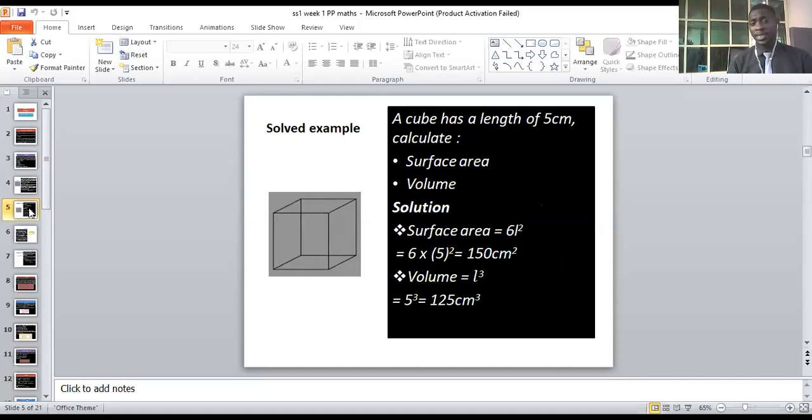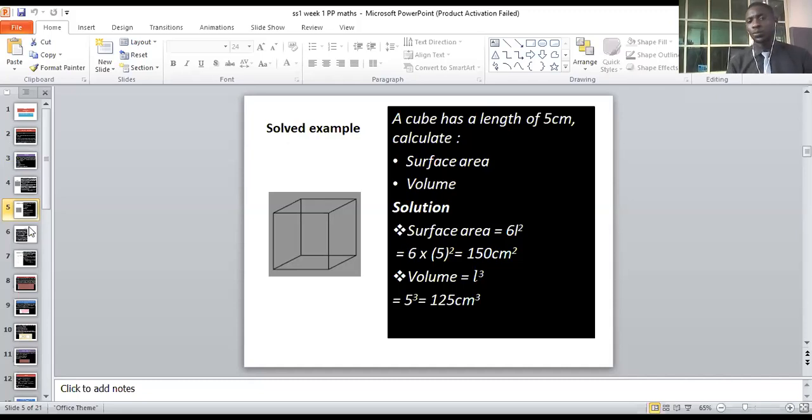Centimeter squared is the unit of what? Area. While centimeter cubed is the unit of what? Volume. A volume is given as what? Length times length times length, which is equal to L cubed. Insert 5 as L, 5 times 5 times 5 will give you what? 125 centimeters cubed. So that's that about the cube.